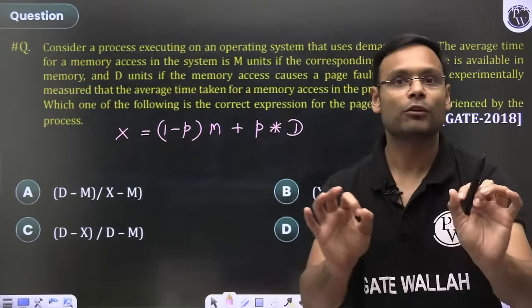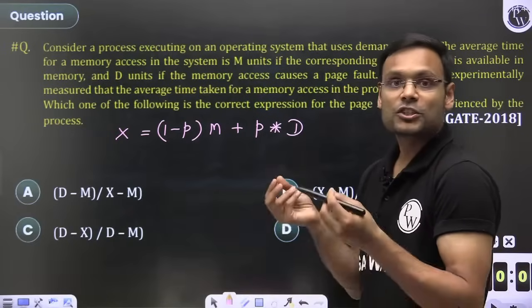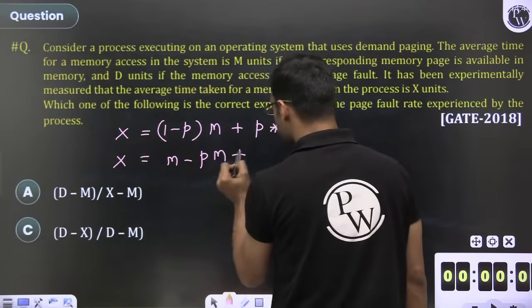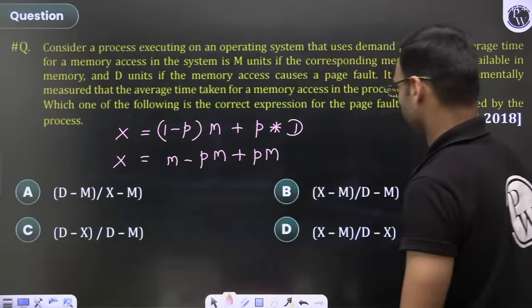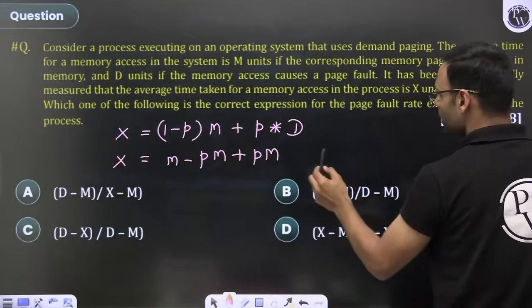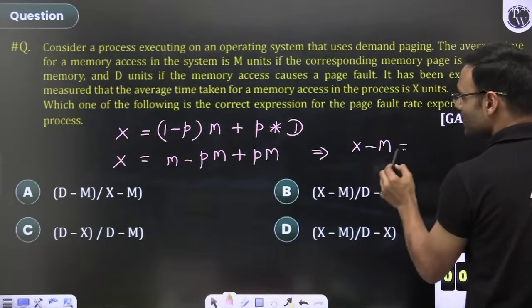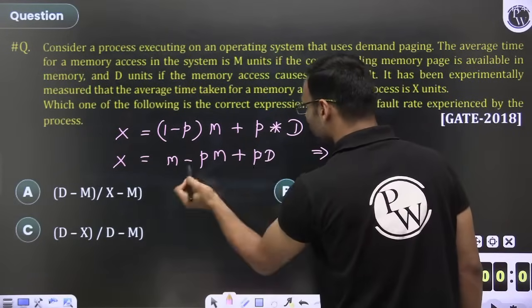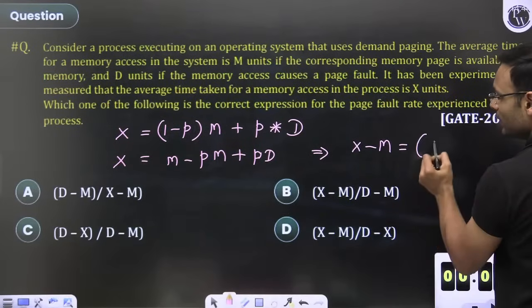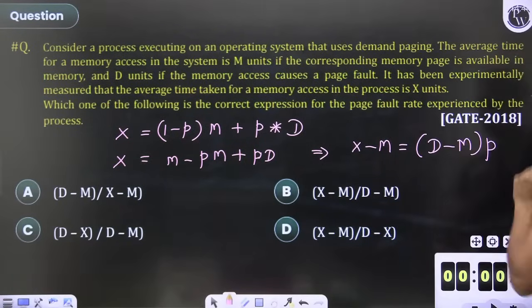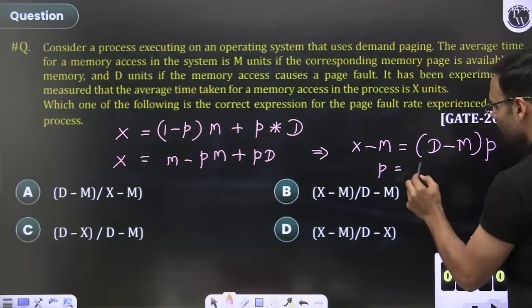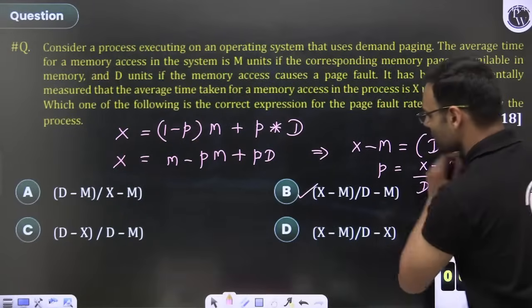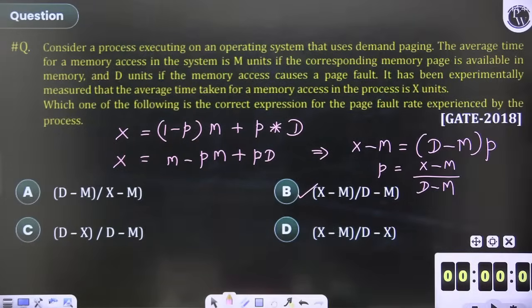Now I have to calculate the value of p. The equation is very simple, just a direct formula. X is equal to m minus pm plus pd. We take m to that side, so it becomes x minus m is equal to pd minus pm, sorry. I take p common from here, so it is (d minus m) p. From here, p is equal to (x minus m) divided by (d minus m), and option B is correct. This is the page fault rate p.